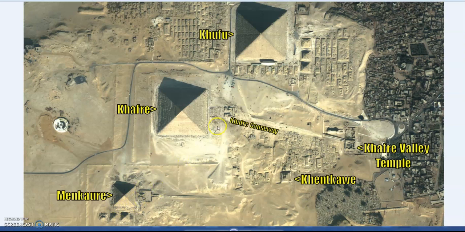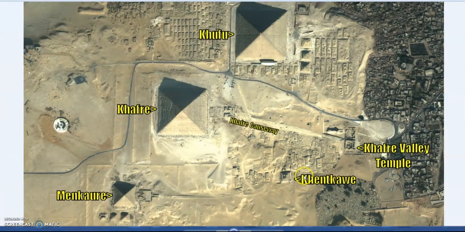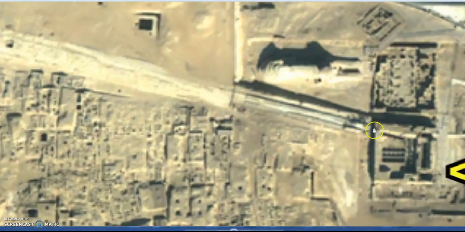Another major feature of the Giza Plateau is the Khafre Causeway, which leads down by the Sphinx to the Khafre Valley Temple, and the lesser known Causeway tomb/pyramid. But where is the center? Well, the center is right here, just above this doorway, in line with the causeway.